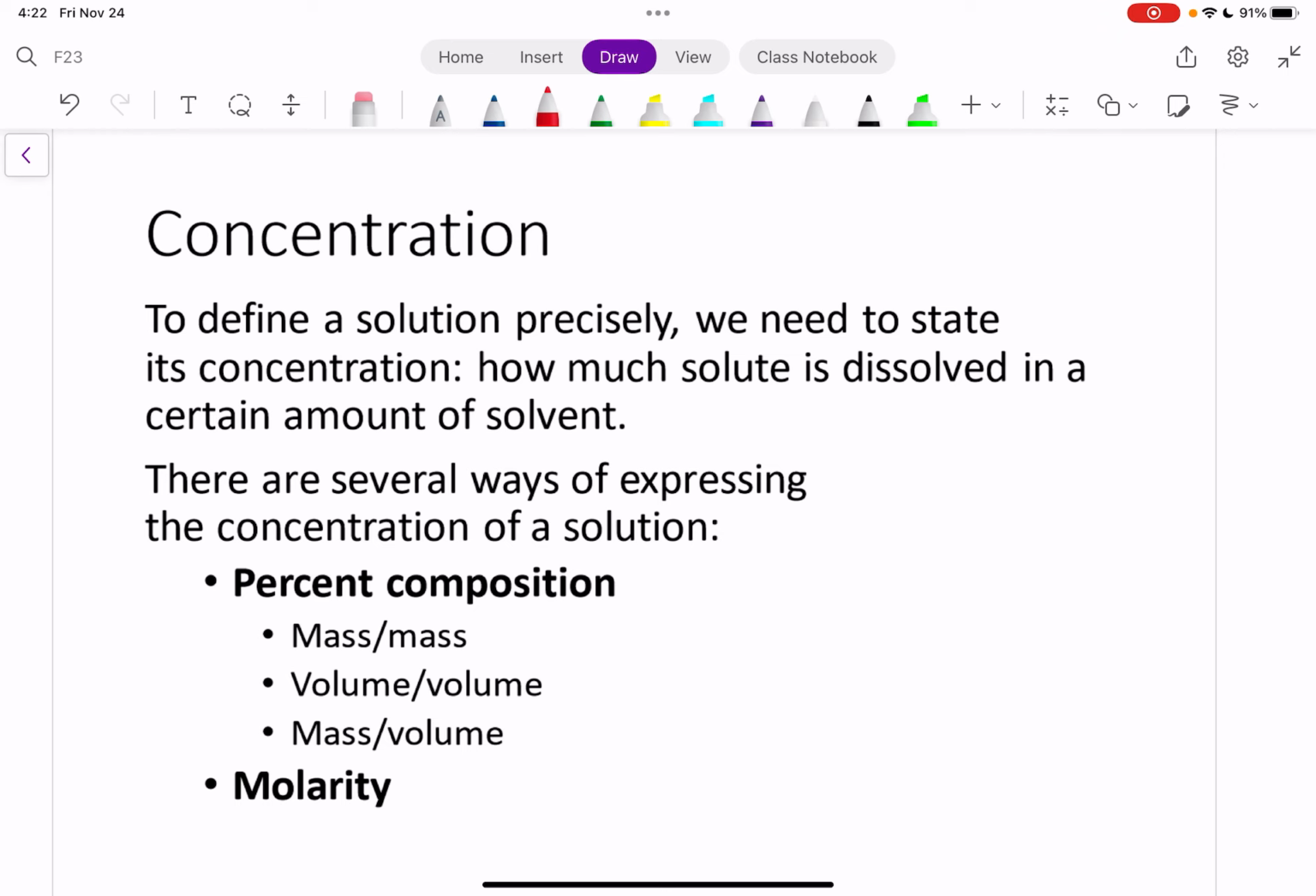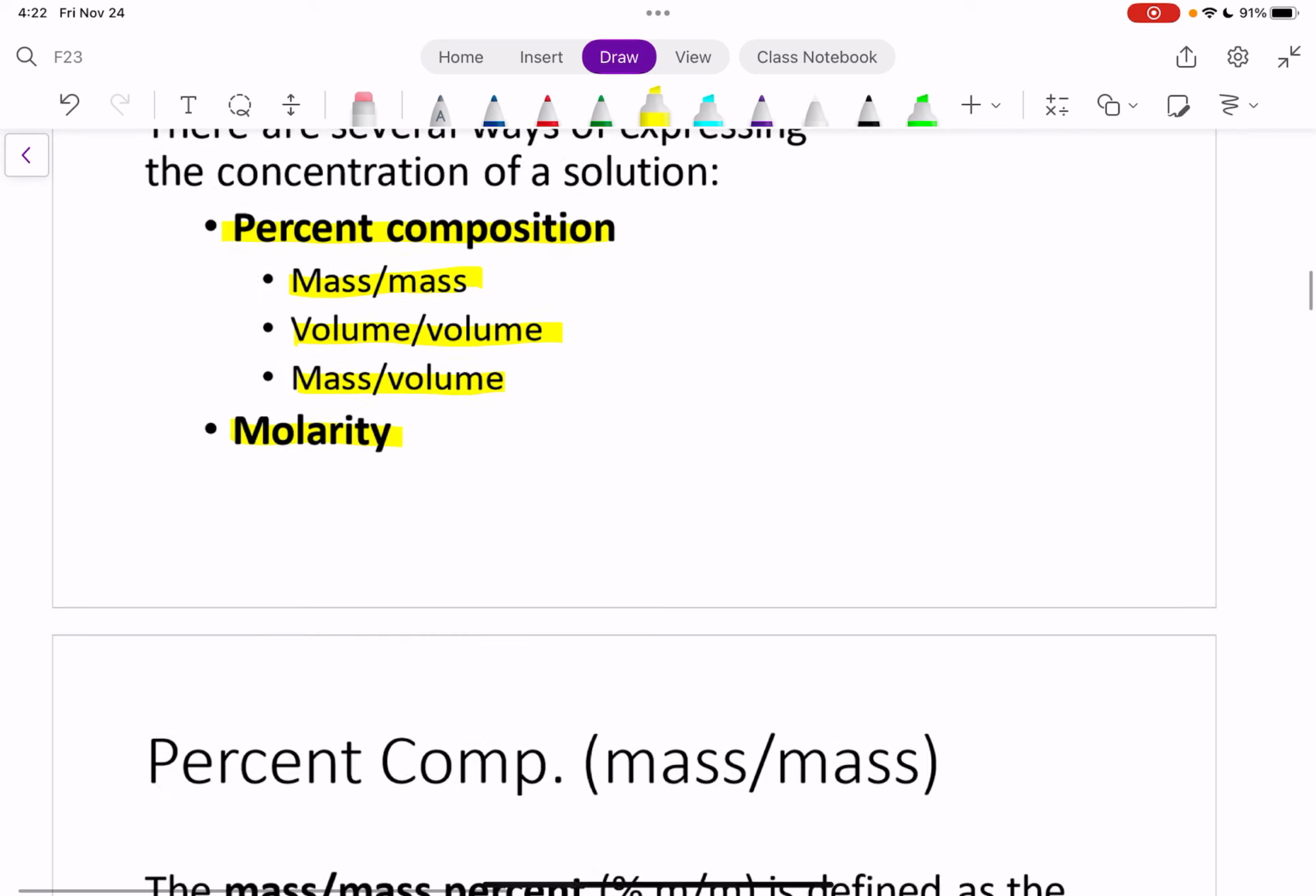But there are lots of different ways that we can express concentration. Molarity is one of them, right? We'll talk about that more in depth in a little bit. But there's also stuff called percent composition. And there are several categories of this percent composition. That's how you say that out loud: mass by mass, volume by volume, and mass by volume. And so we'll talk about what each of those means in more depth. But these are all just different ways that we can express the concentration of a solution.